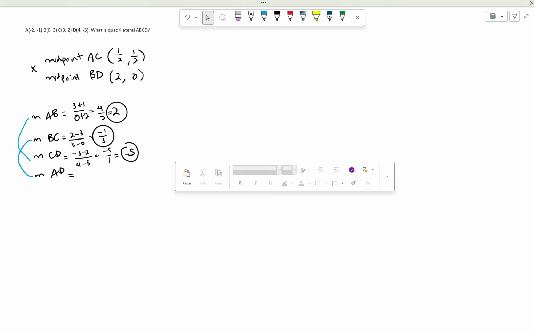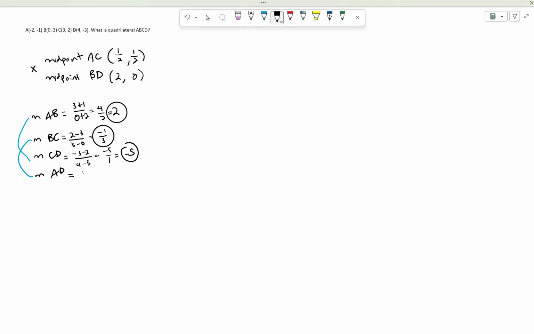So, here we go. If these match, then these are the bases. So -3 plus 1, and then we have 4 minus 2, or 4 plus 2. So -2 over 6, which is negative 1/3. There it is. So, okay, these two match. What this means is AD and BC are bases.